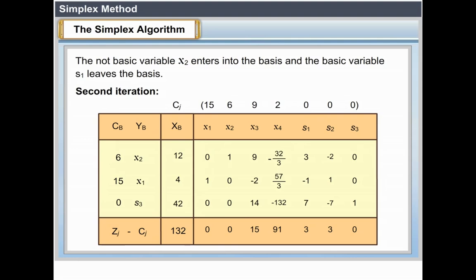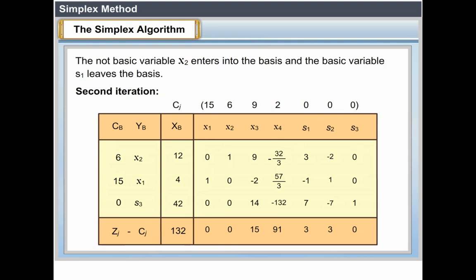Then second row 15 for CB, X1 for YB, 4 for XB, 1 for X1, 0 for X2, minus 2 for X3, 57 by 3 for X4, minus 1 for S1, 1 for S2, 0 for S3. Third row 0 for CB, S3 for YB, 42 for XB, 0 for X1, 0 for X2, 14 for X3, minus 132 for X4, 7 for S1, minus 7 for S2, 1 for S3.